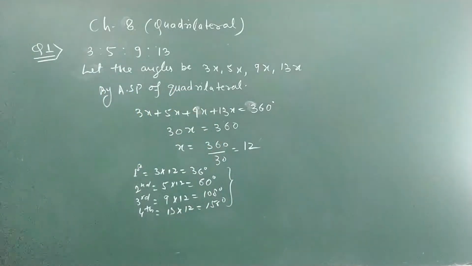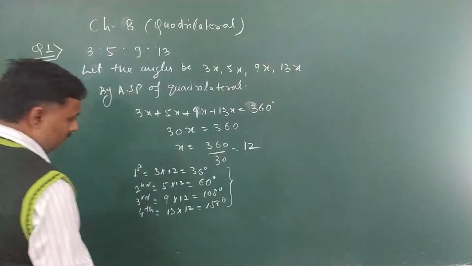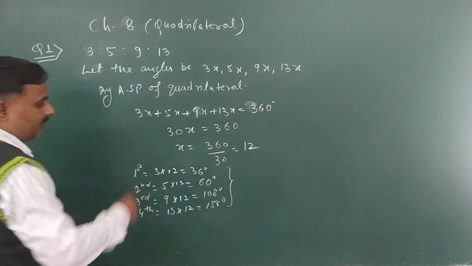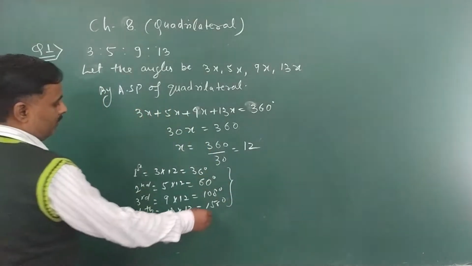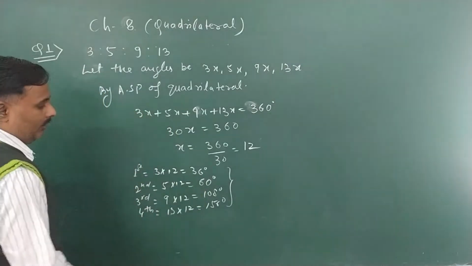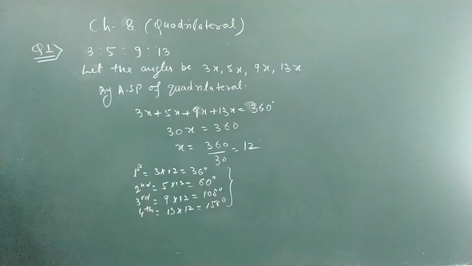Sometimes the examiner asks for the smallest and the largest angle. The smallest angle is the first angle, 36 degrees, and the largest angle is 156. When we add all these angles, we get 360: 36 plus 60 plus 108 plus 156 is 360, that's okay. So this is our question number 1 of 8.1.